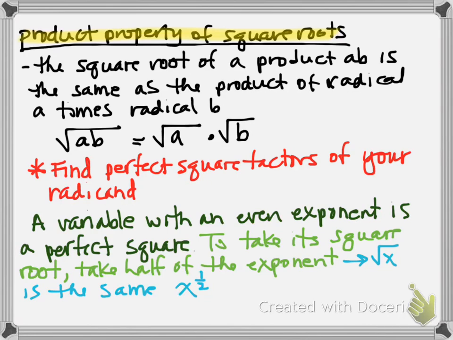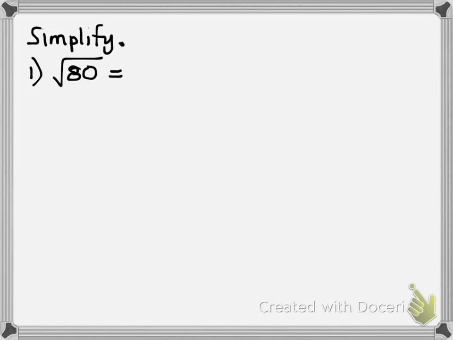So let's go through some examples, and that'll be it for this. So directions are going to ask you to simplify. Simplify means do all the math that you can do until there's no more math to be done. So let's start with square root of 80. Again, what I'm looking for are perfect squares that go into 80. So what do you know can divide evenly into 80 that's a perfect square? Neither one of those are perfect squares.